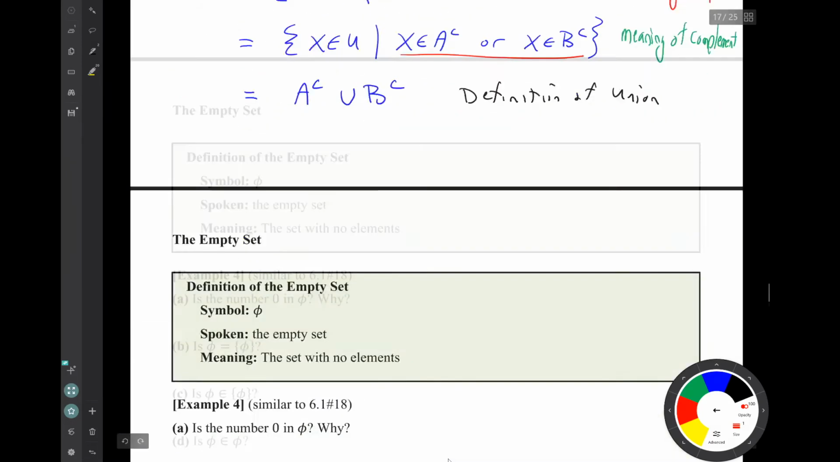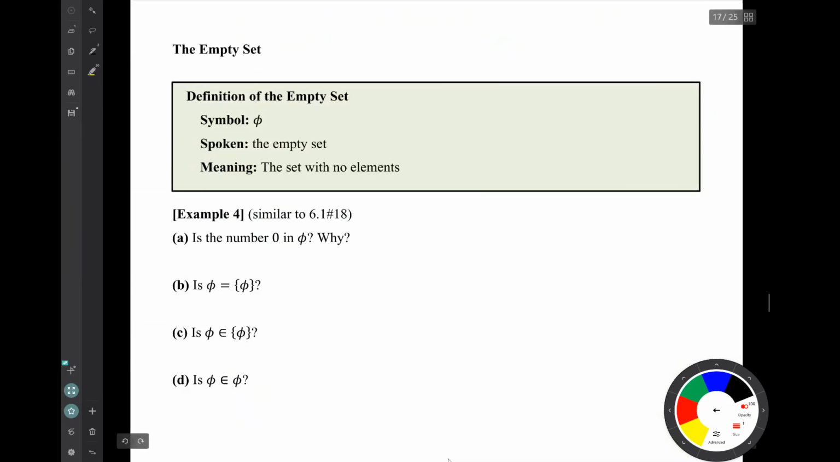Okay, let's go on. I want to talk now about what's called the empty set. This symbol, which is spoken phi, P-H-I, a Greek letter. It's the empty set. It's the set with no elements. Let's do some examples about this. So, for instance, these examples or parts of this example are similar to questions that are asked in 6.1, number 18. Well, some of them are.